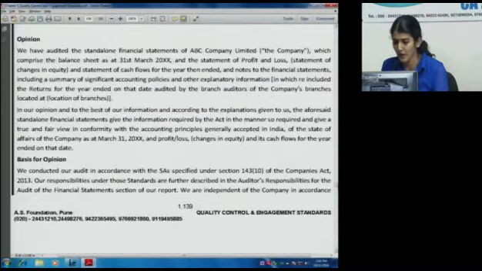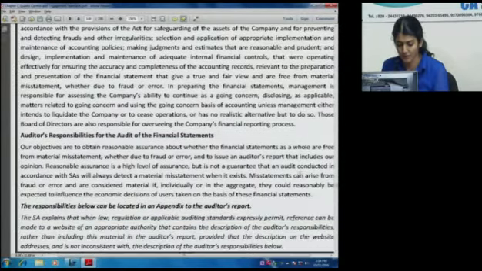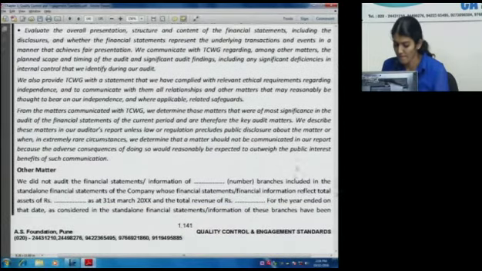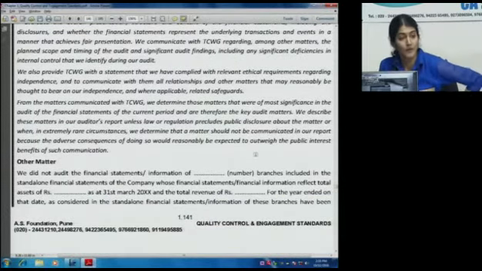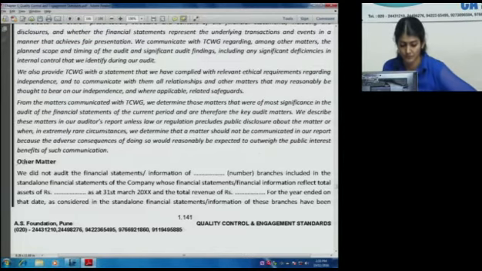Right, come to page number 1.140. No, not 1.140, 1.141. 1.141, last paragraph. Yes, are you all there? Page number 1.141, last para.